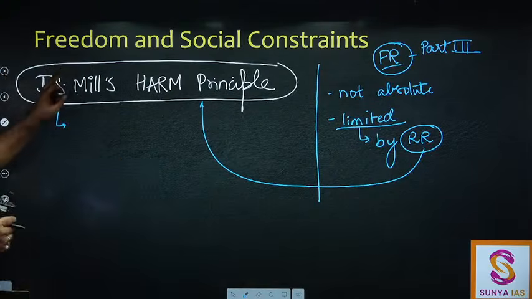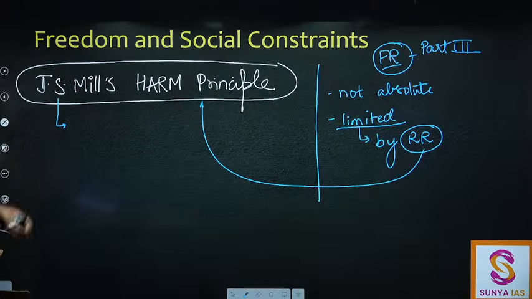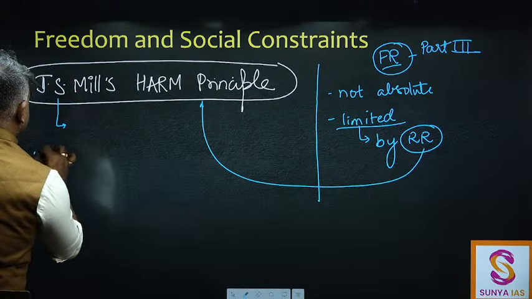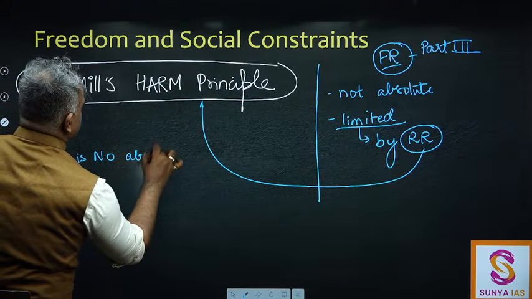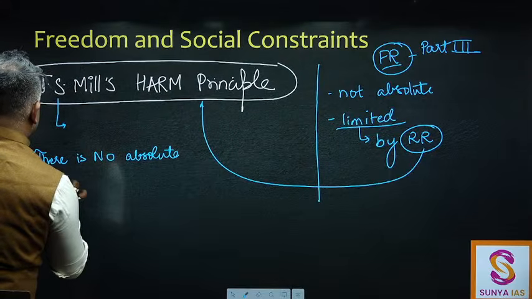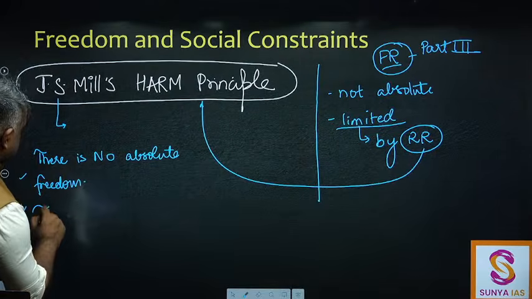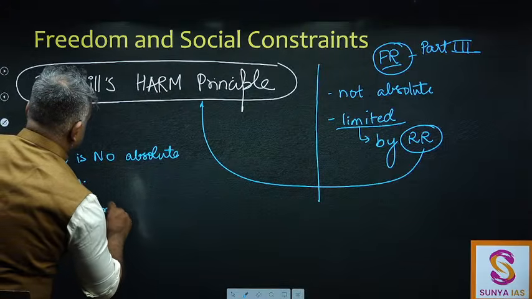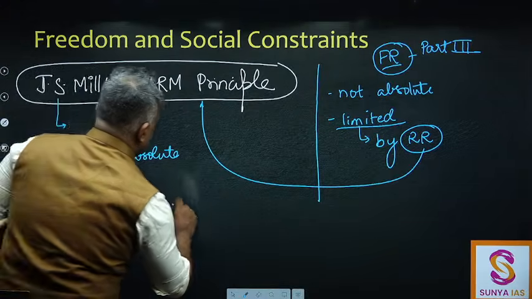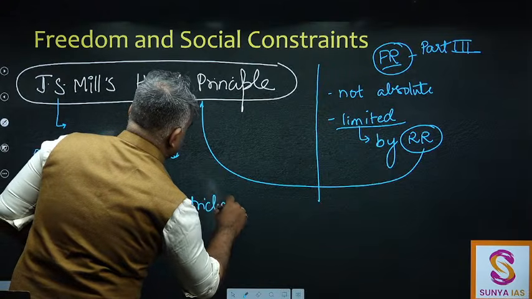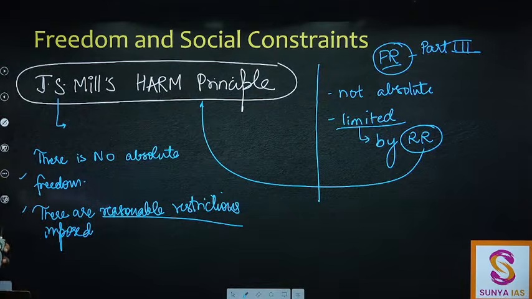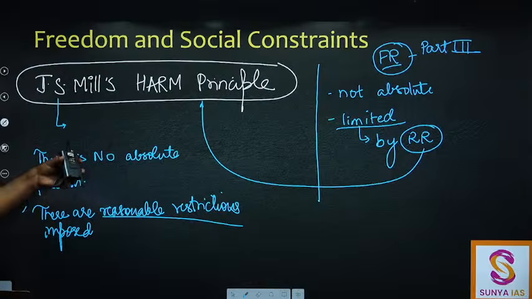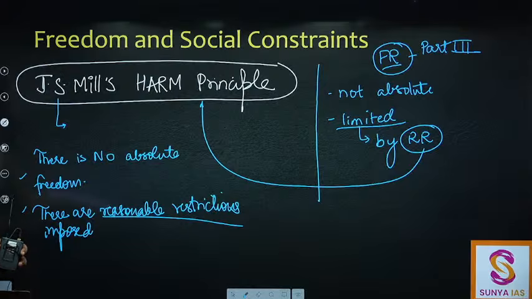So the main point to understand here is very simple. You have to understand two things. I'm writing two lines. There is no absolute freedom. Second, there are reasonable restrictions imposed. Also understand, these are the two basic things I wanted to tell you, right?